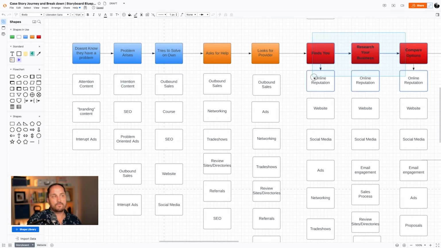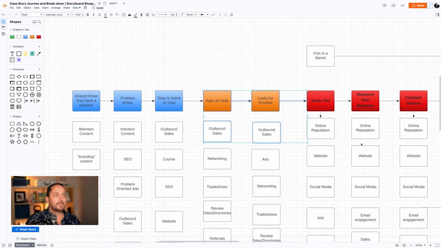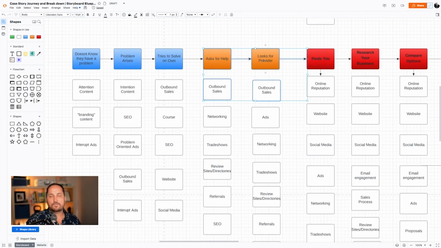So if you catch more of these fish in the barrel, and then you know when you start to get warm leads coming in that you're going to close more of them because you've hit all these spots. Now everything that you do is going to work better. And then you move out. You start to build your authority. You start to go to other audiences. You start to grab the attention of people before they know they have a problem.